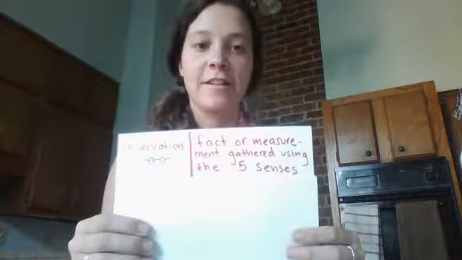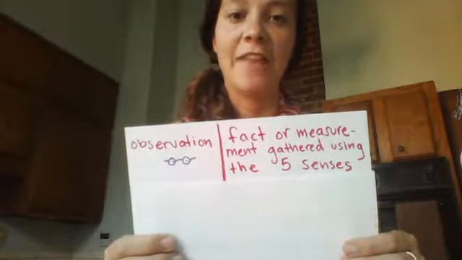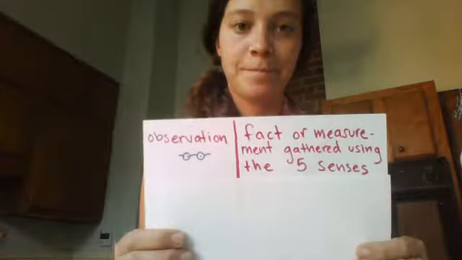The first vocab word is observation. Since that's a vocab word, you guys are going to make a line in your notebook, and on the left, write observation, and on the right, you're going to write our definition. An observation is a fact or measurement gathered using the five senses.